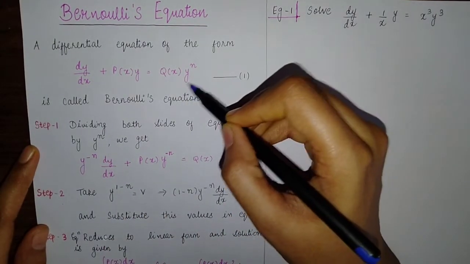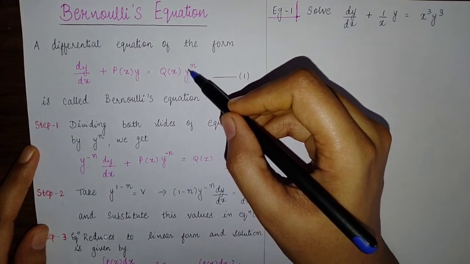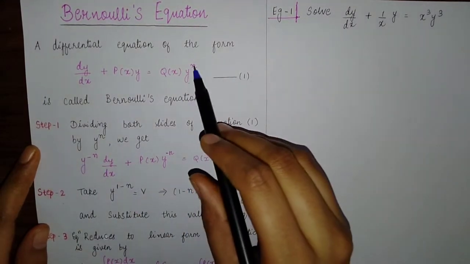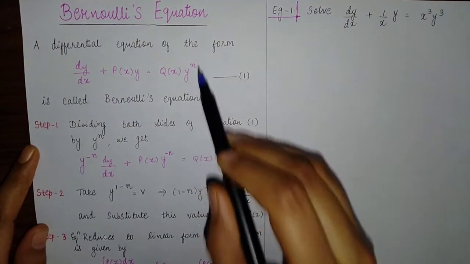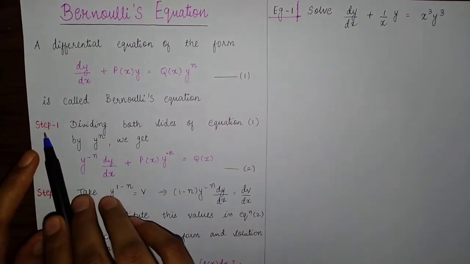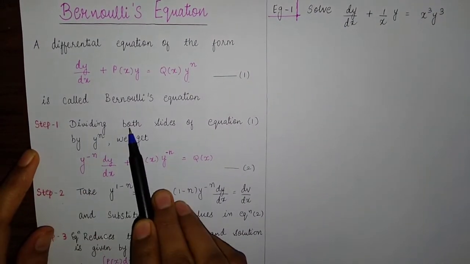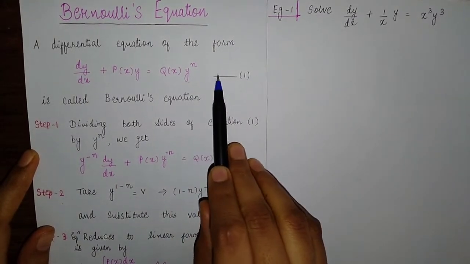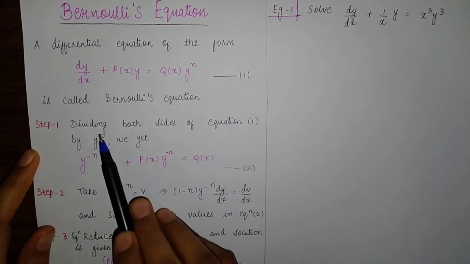Okay, here y raised to n means, if it is y square, then you have to divide both sides by y square. If it is y cube, then you have to divide both sides by y cube. So your step 1 will be to divide both sides of the given differential equation by y raised to n.